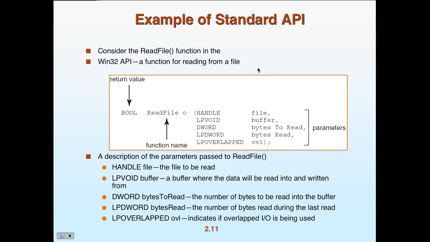It's a self-running program that copies files from one location to another. Here's an example of a standard API. Consider the read file function. The read file function is in, let's say, a Windows Win32 API. So the function for reading from a file. And so we have a return value. Here is going to be bool.